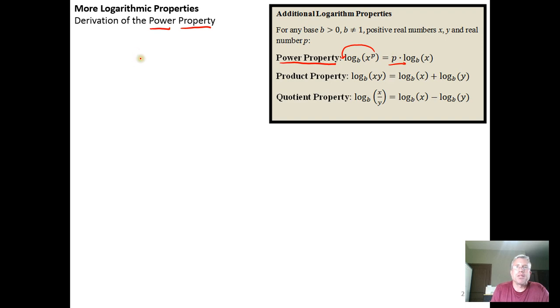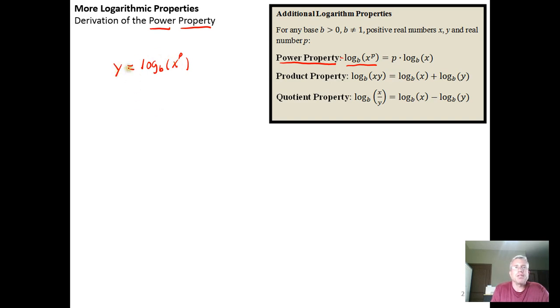So start with the left-hand side, log base b of x to the p. And what we'll do is we'll just give this a name. We'll say, let's call this y. This is just an exponent, right? Logarithms are just exponents. In fact, this is the exponent you raise b to get x to the p. So let's give that exponent a name. Let's call that exponent y.